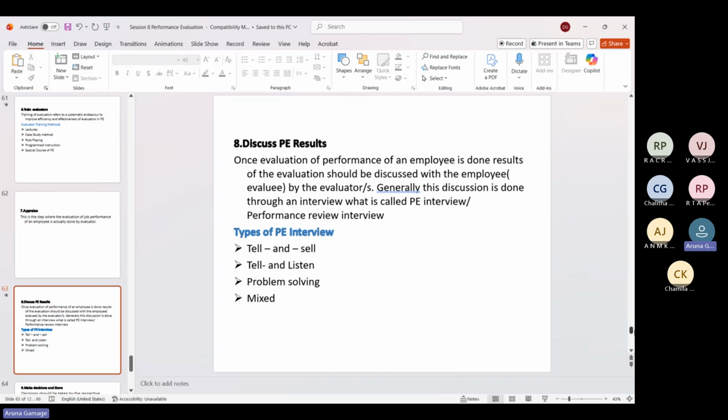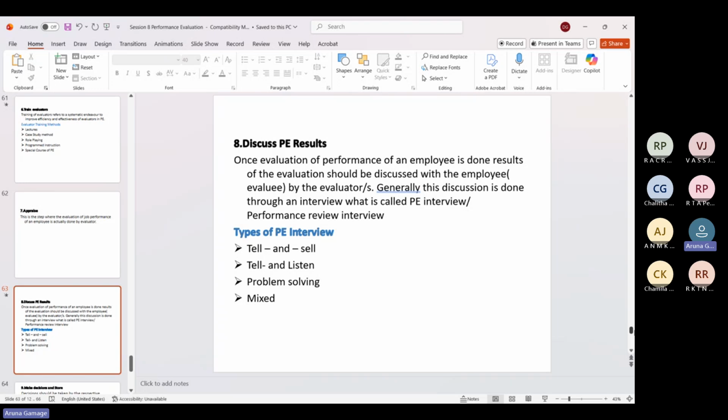There are 4 types of meetings or interviews you can conduct in order to discuss: tell and sell, tell and listen, problem solving, and mix. The tell and sell method is not very good, because the evaluator follows an autocratic leadership style to do it. They tell and sell.